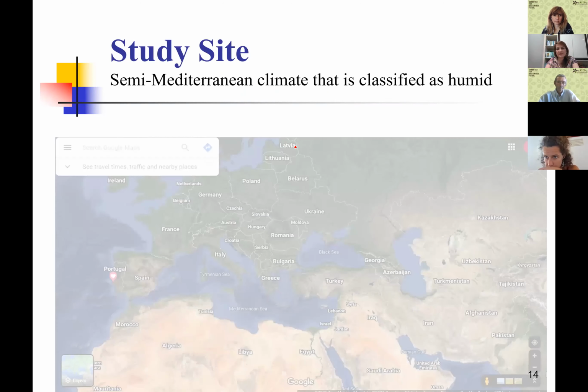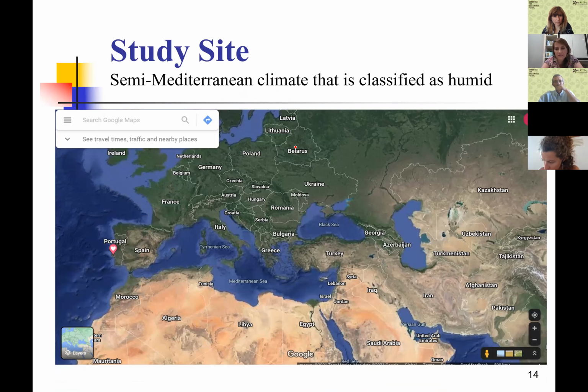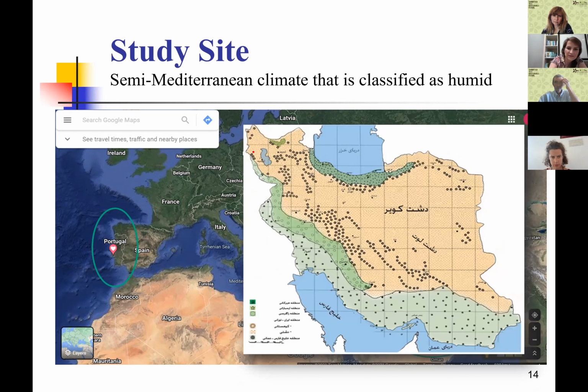We did this study in Iran. You can see the location of Iran in comparison with Portugal. Iran is a big country with various climates. And right now I'm in Iran, and we sampled from this part in the northwest of Iran. The Zagros forest has a semi-Mediterranean climate that is classified as humid.